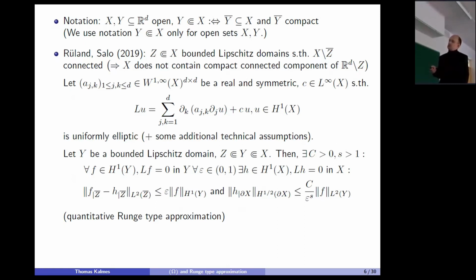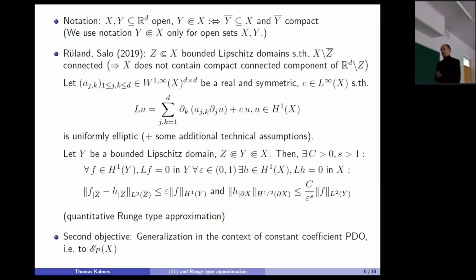So they are closer than epsilon times the H1 norm of F on the intermediate space. And they also proved that the trace of this approximating function H on the boundary can be bounded above by a polynomial term in the error approximation times the norm of the function to be approximated in Y. And they called this kind of approximation quantitative Runge approximation because they were able to show this additional upper bound which can be achieved. Okay, and our second objective is to generalize this kind of quantitative Runge approximation in the context of constant coefficient partial differential operators, so for the smooth kernels of constant coefficient partial differential operators, including elliptic ones.